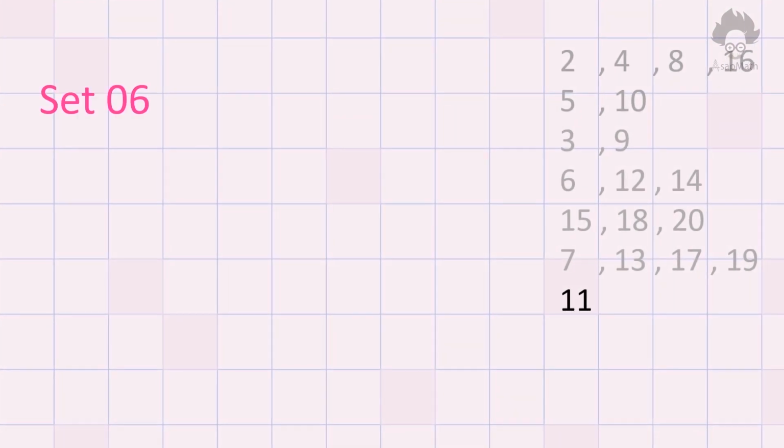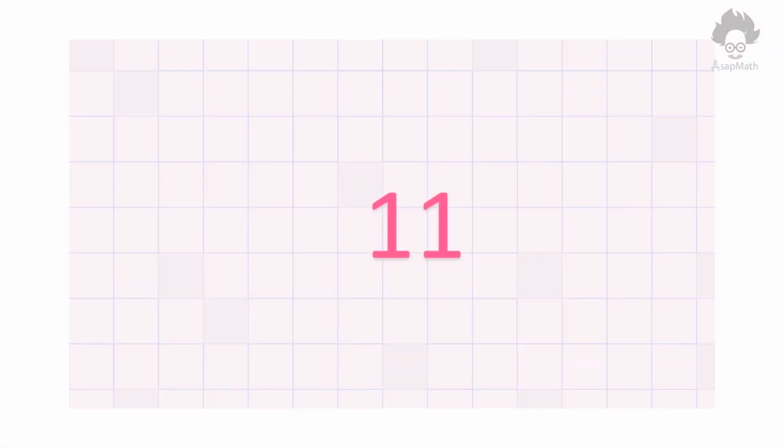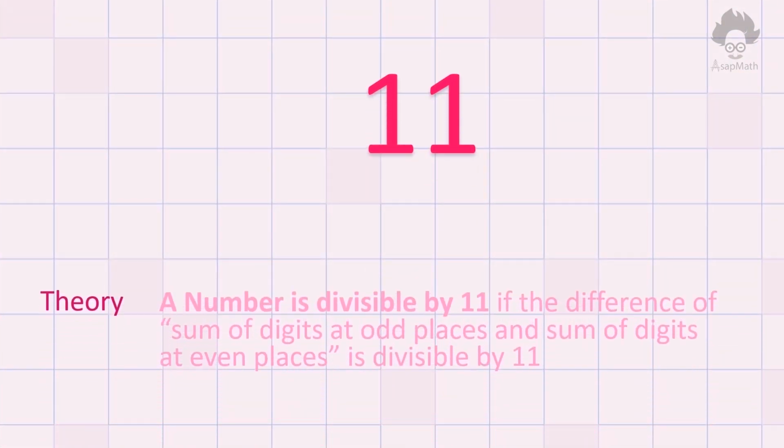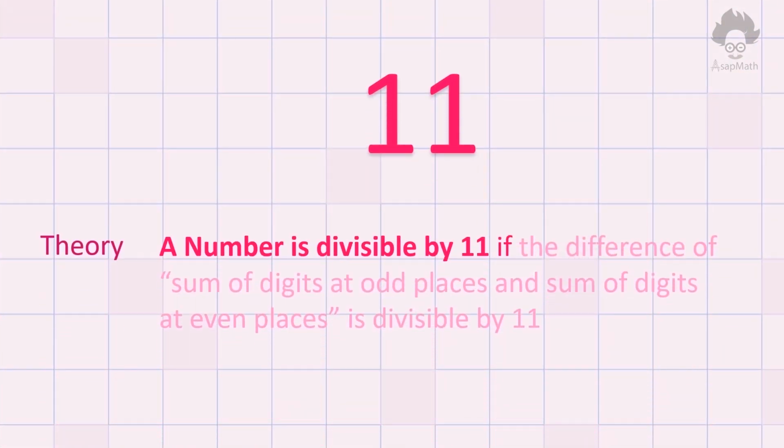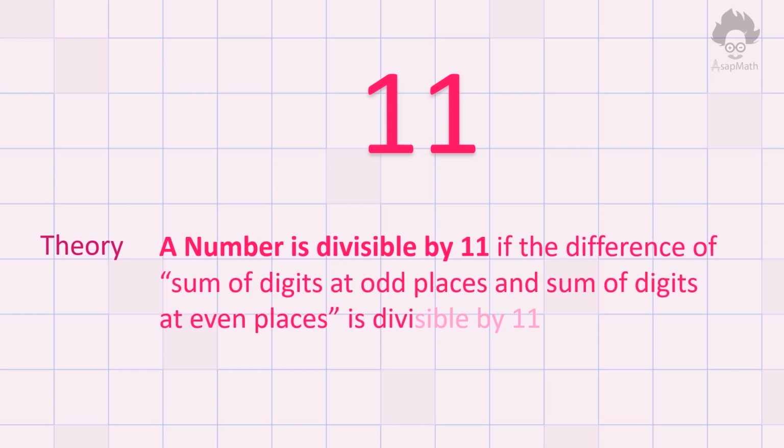Last set consists of number 11. A number is divisible by 11 if the difference of the sum of digits at odd places and the sum of digits at even places is divisible by 11. Here we need to identify odd places and even places.